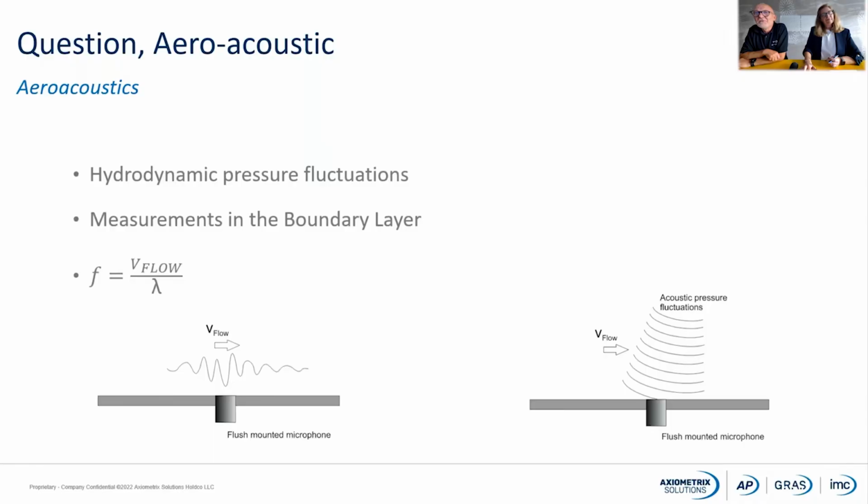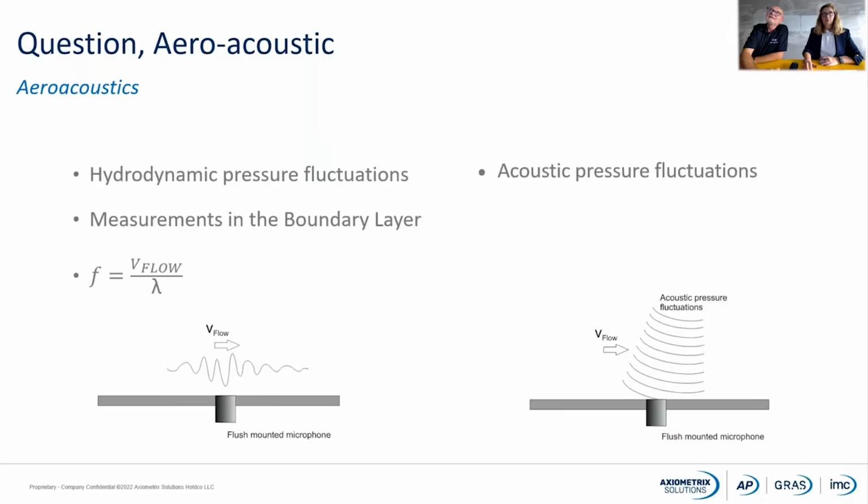We have a flow, and we have the turbulent signal, and this turbulent signal will, of course, be picked up by our flush-mounted microphone. If we look at the frequencies for the microphone, then it's actually equal to the velocity of the flow divided by lambda.